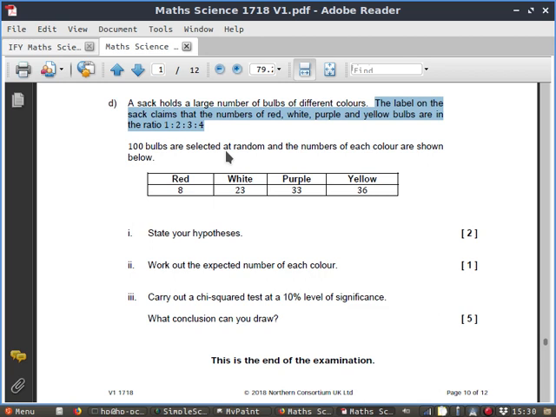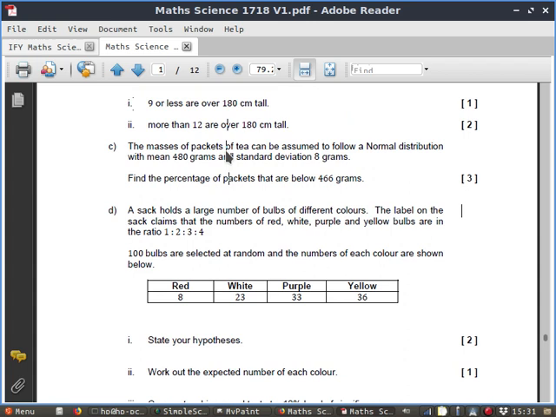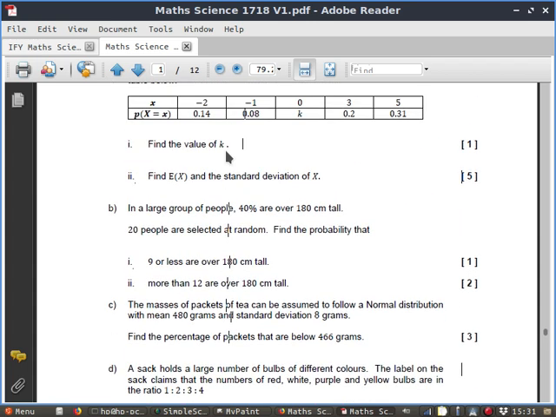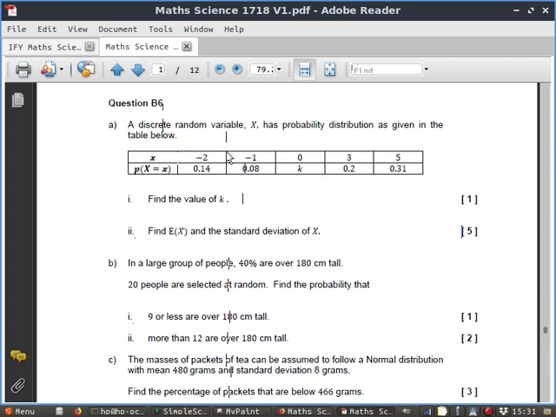Guys, did you get that? You did? How many marks is this question? 8. It's a lot. It's just a section we can choose.